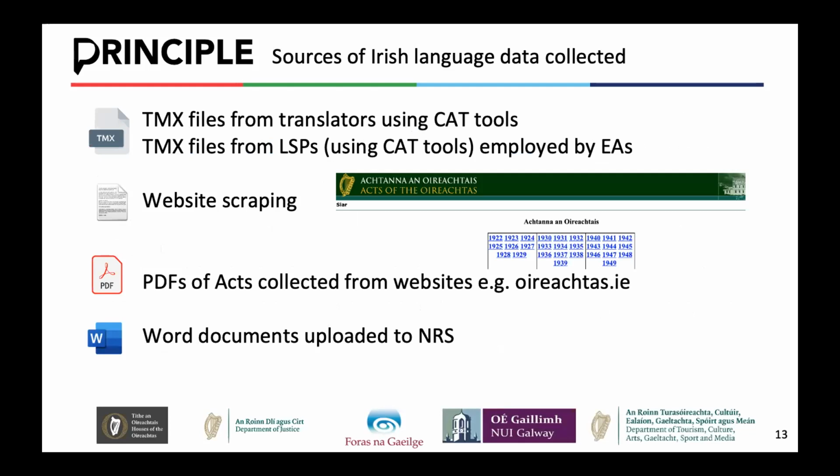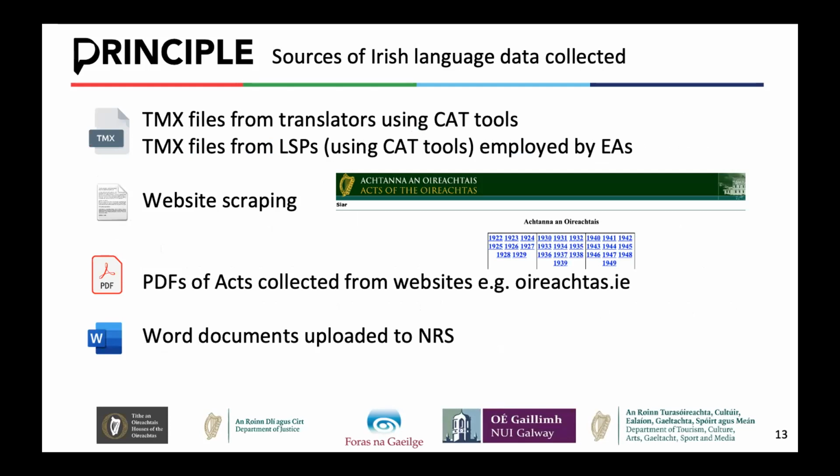Looking at it from the Irish point of view, the TMX files, so this is back to the type of files that we collected from the different early adopters. So we got some TMX files from the translators working with the early adopters. So for example, the Rannóg Aistrithe provided us with some TMX files. We also got TMX files from some of the language service providers. So this is from the Department of Justice. We got the TMX files.